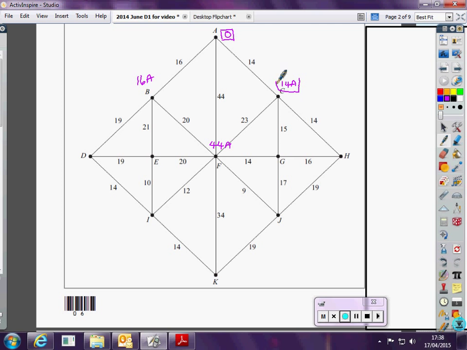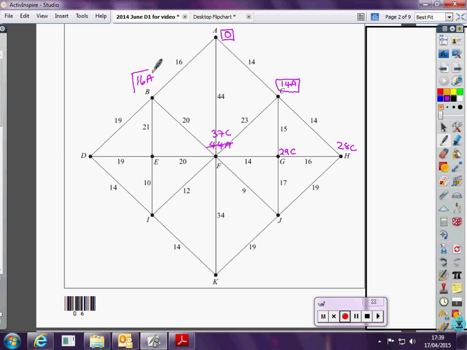14 is the smallest, so that's the one I'm going to box permanently. Looking from 14, we add 14 to get 28 from C here. 14 plus 15 is 29 from C here. 14 plus 23 is 37 from C here, which is smaller than 44, so we cross out 44. The last one is back to A, but A has already been boxed, so it's a permanent marker and we can't change it.